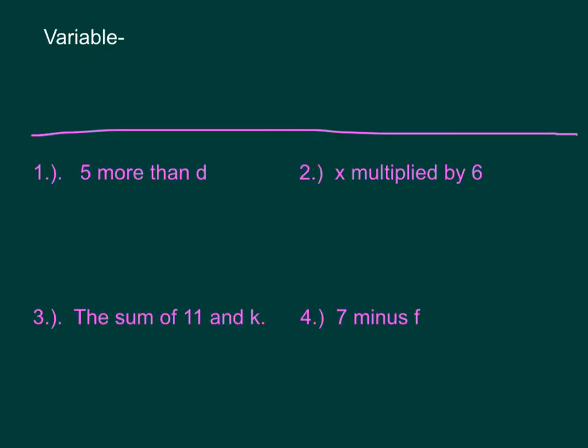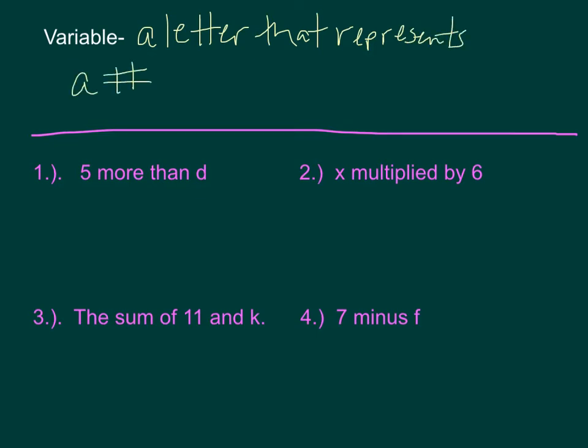Okay. So first thing is a variable. A variable is a letter that represents a number. Now it could be any number. You don't know, so it doesn't have to be positive, negative, or anything. It could be any number. It could be 2.5. Okay, so it's a letter that represents a number. We use that a lot in algebra.